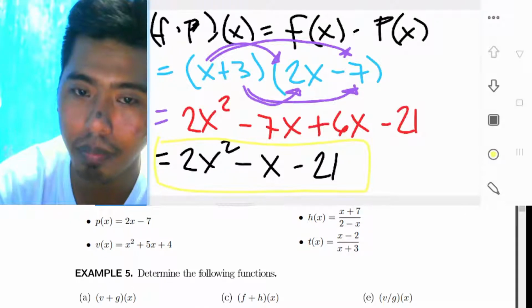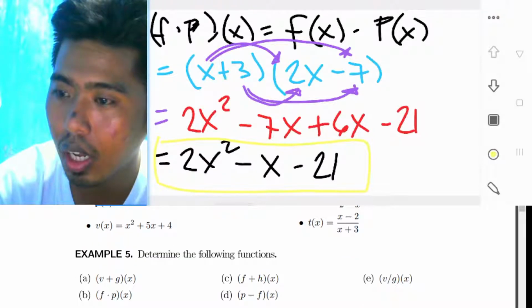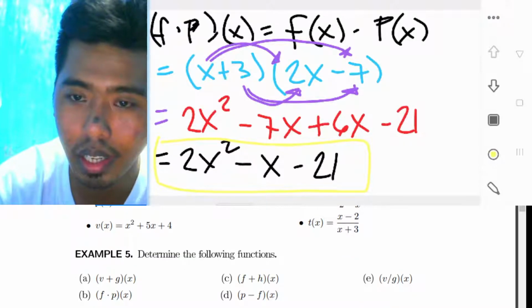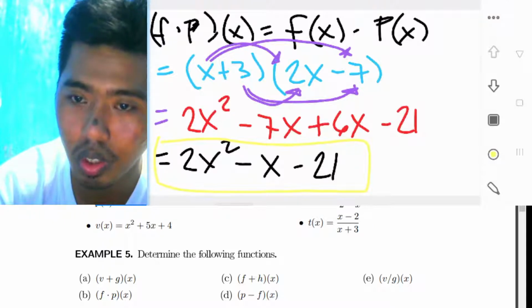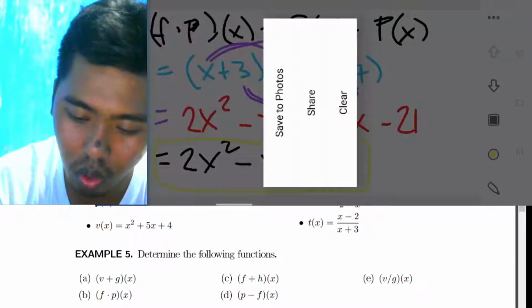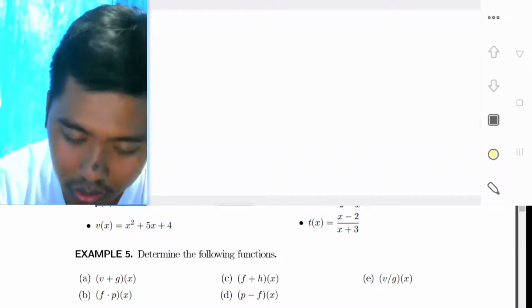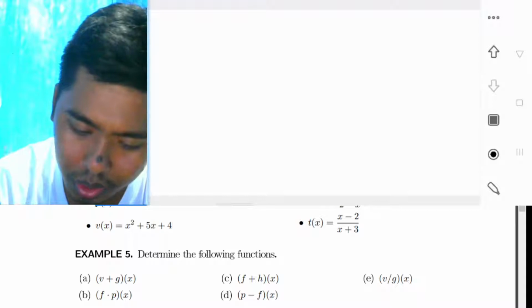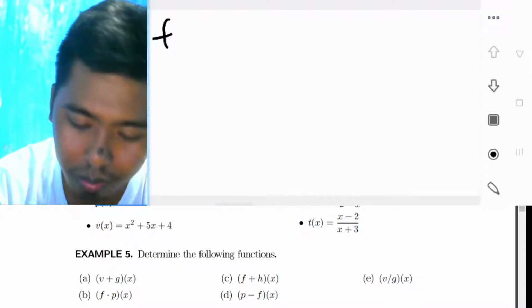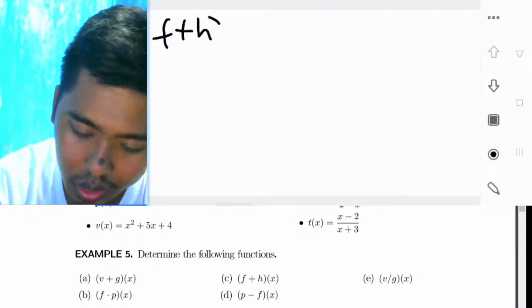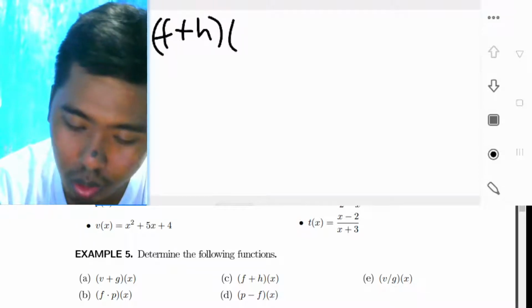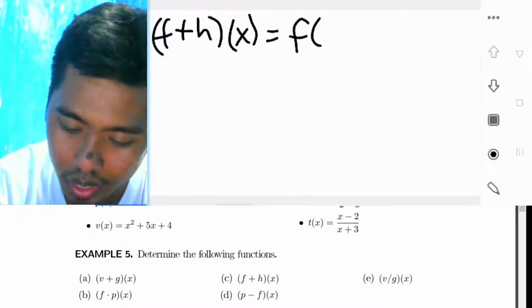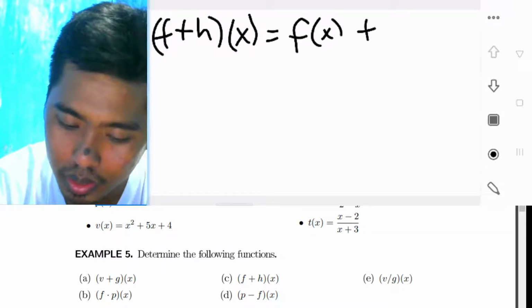Next problem, we have letter C, f plus h of x. So let's close this up. Just copy the problem first. We will use f plus h, then close it, then put x. So this would be addition. So f of x plus h of x.